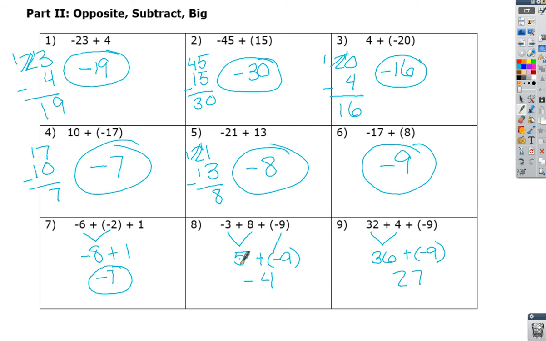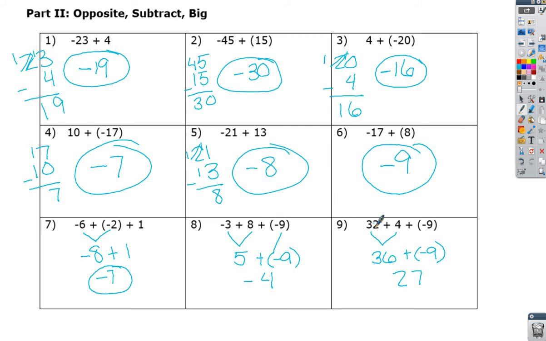We have 5 plus negative 9 now. A positive plus a negative, they're different. When the signs are different, we take the difference and keep the sign of the larger number. So 9 minus 5 is 4, and the sign of our larger number is negative.